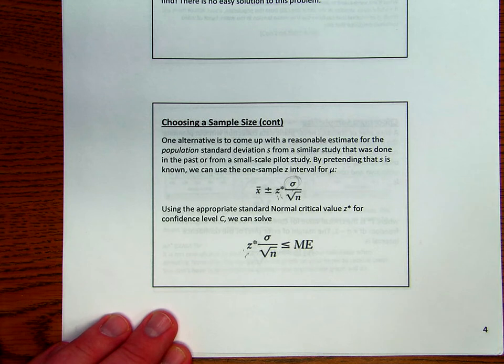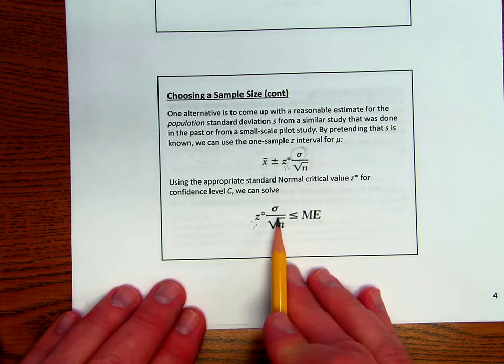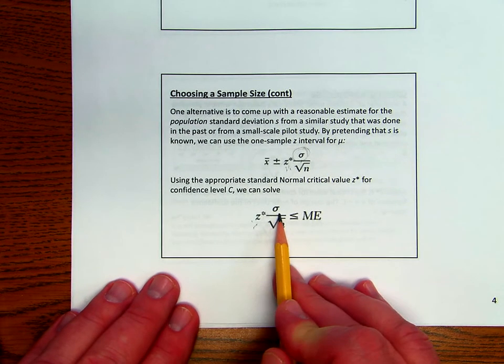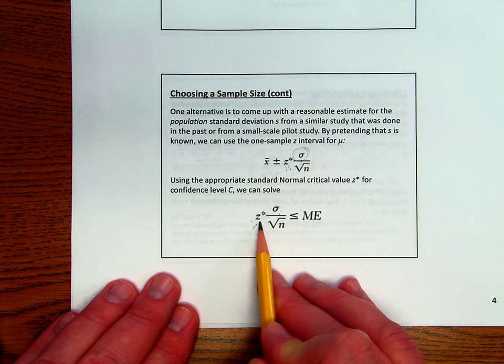So how we deal with the issues that were described in the slide above is we are going to assume a population standard deviation based on a prior study or pilot study, and in combination with that, that allows us to go to a z star instead of a t star.